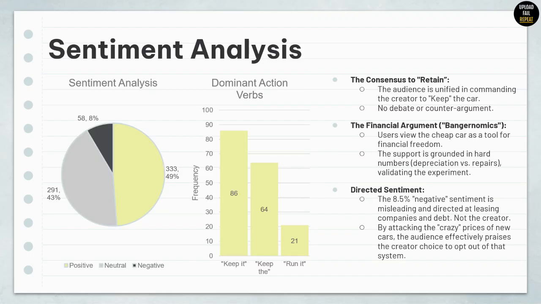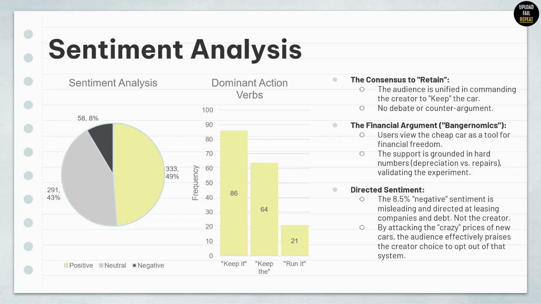The statement analysis dissects the collective advice and underlying logic of the 682 comments. The data reveals a unified, pragmatic voice that strongly validates the creator's experiment. The first data point, keep it, keep the, appears 150 times, which is a top action. The second data point, money, costs, price, savings, appears more than 300 times, which is a top context. And finally, the third data point, the negative sentiment, is only 8.5%, mostly non-personal and aimed at the leasing companies, not the creator himself. In conclusion, the collective statement from the dataset is: the math works.